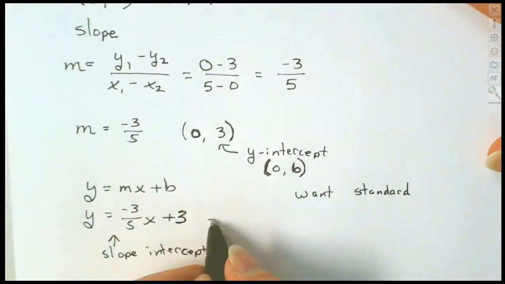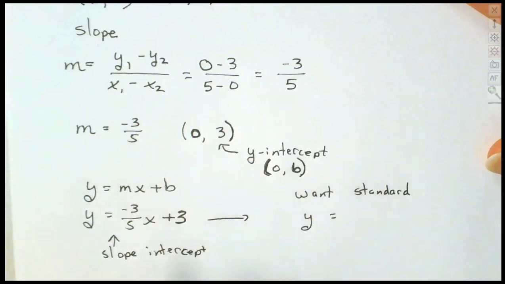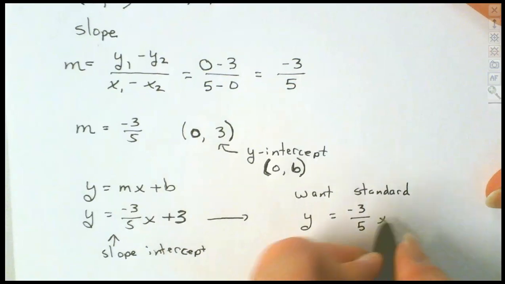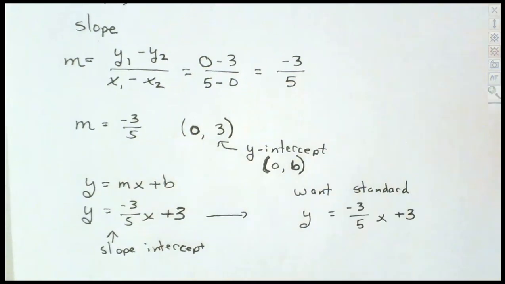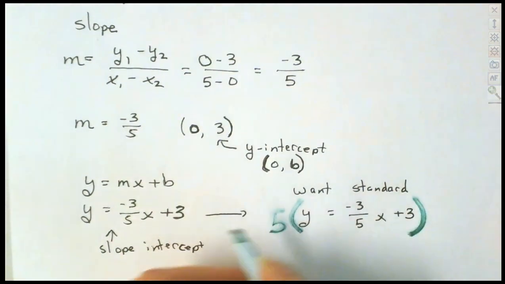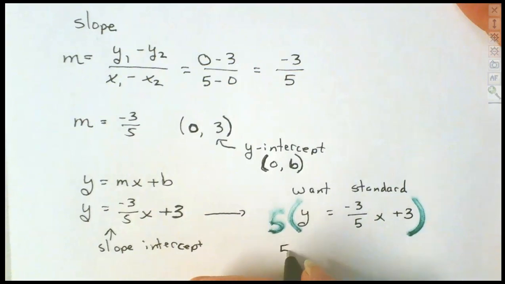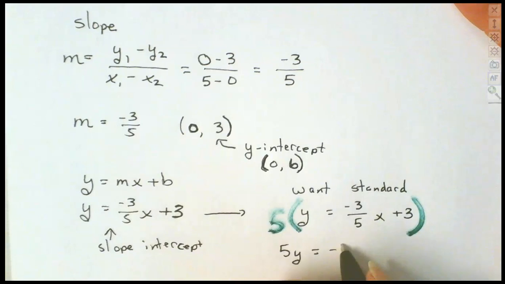So how are we going to handle this? Well, to get it in standard form, first thing is standard form cannot have any fractions. So we want to get rid of our fractions because we want it in standard form. Easy enough to do. Multiply it by 5. And that leaves us then with 5y equals minus 3x plus 15.